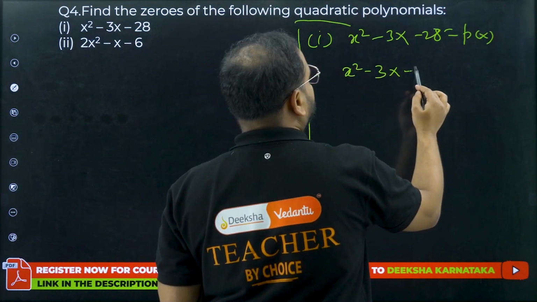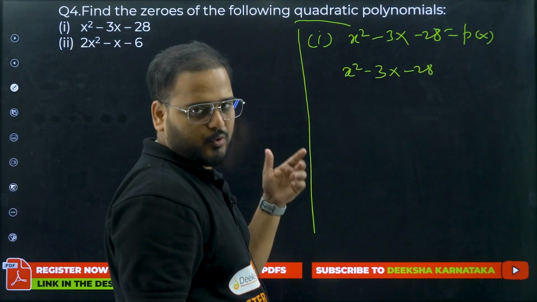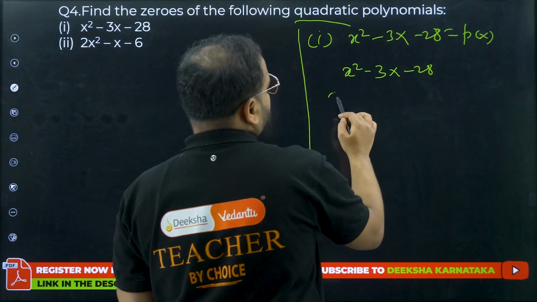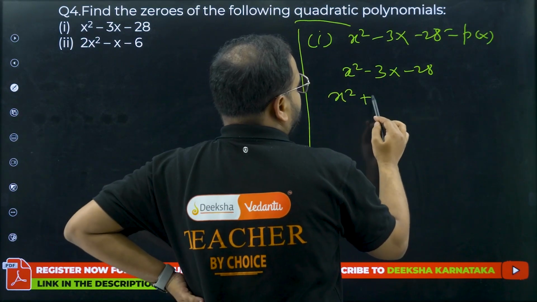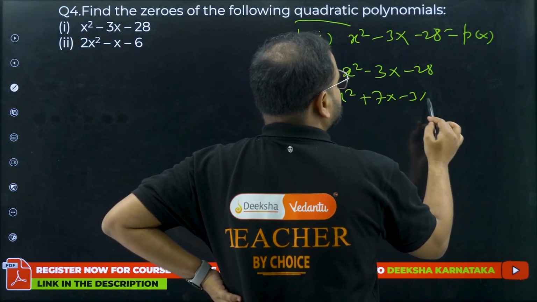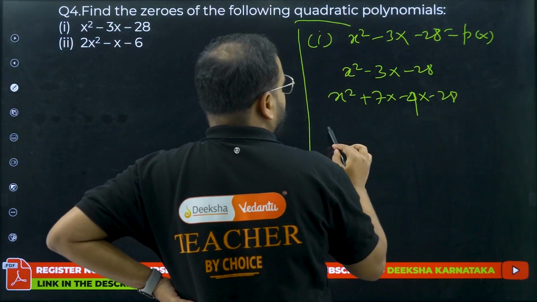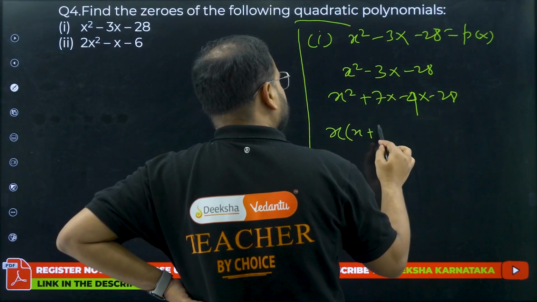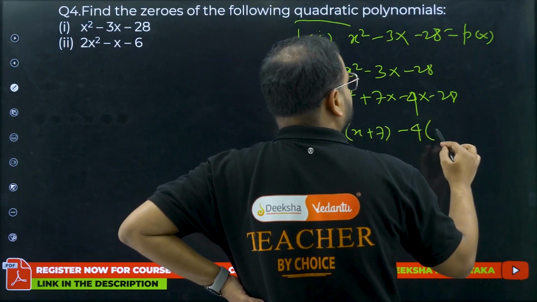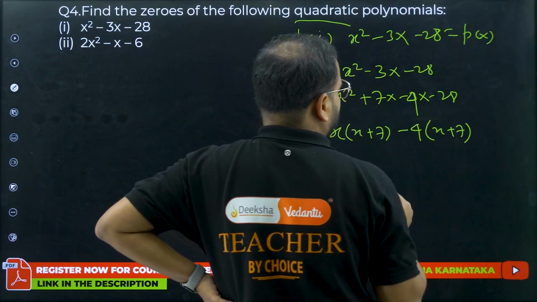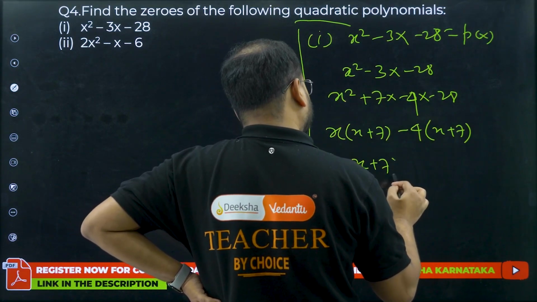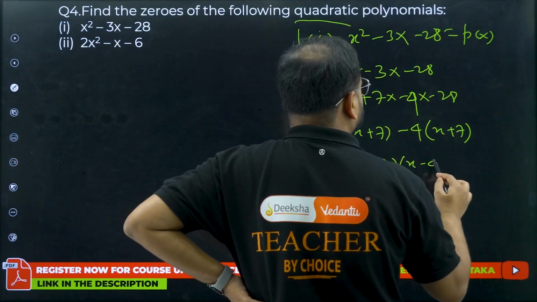Why, sir? If you don't want to do that, just factorize it right now. So x square plus 7x minus 3x minus 4x actually minus 28. Please take common. x is common here, x plus 7. Minus 4 is common here. x plus 7. What do I get, bacha? x plus 7 and x minus 4.